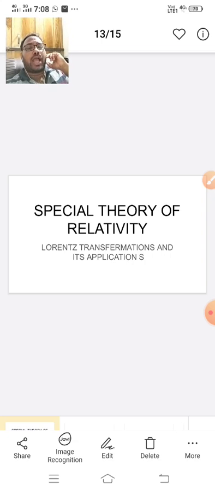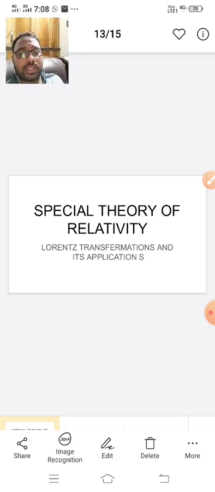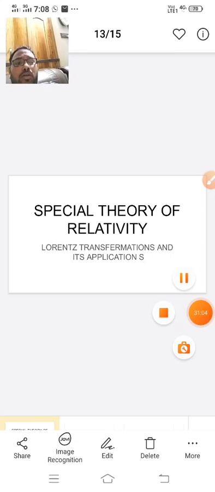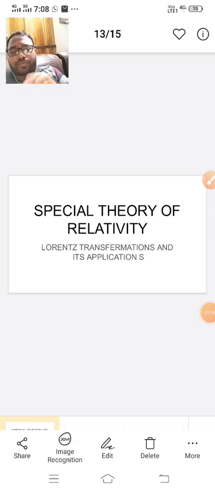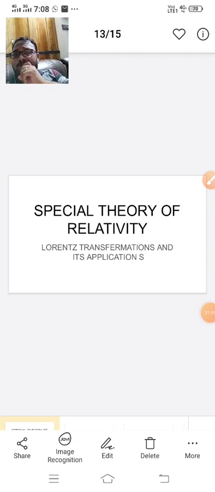Next, Einstein's mass energy equation, that is E equals mc squared. We already derived it by using m equals m naught by under root of 1 minus v squared by c squared. So finally we got Einstein's mass energy equation, E equals mc squared.